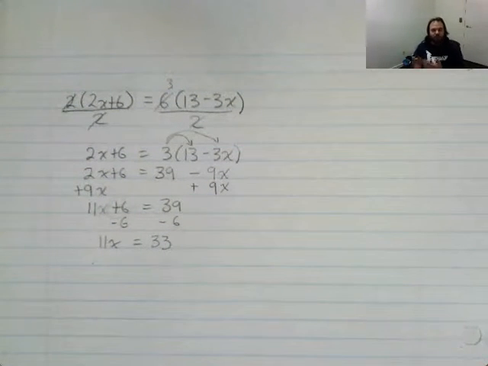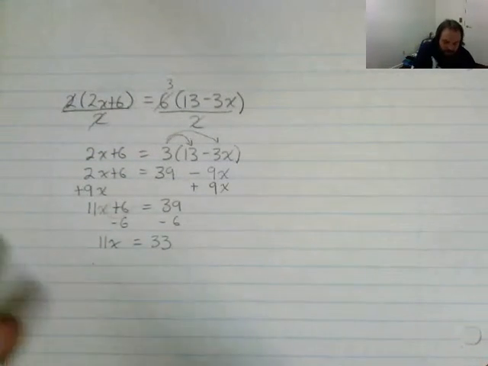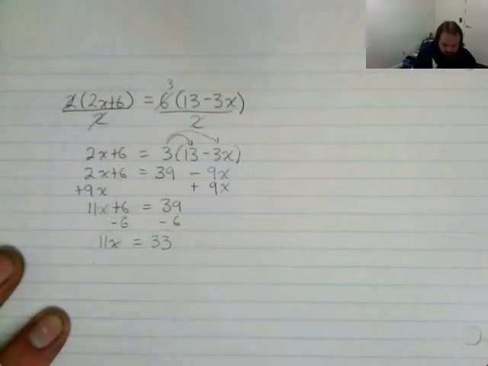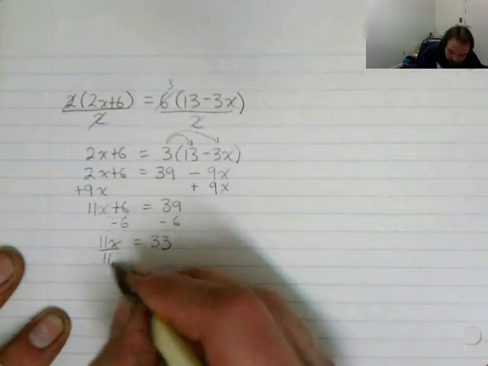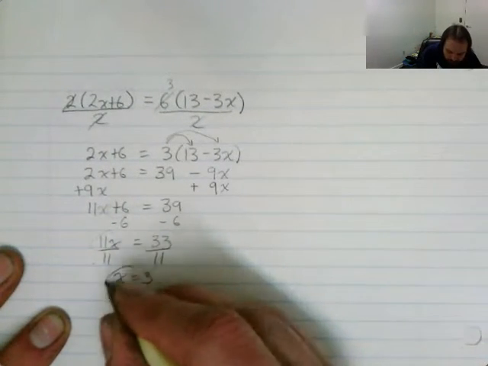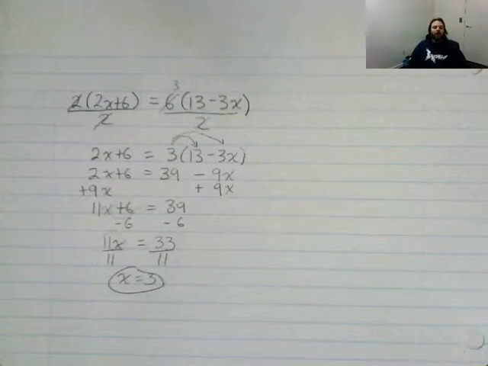Because if we think about it, if there's 39 girls without a dance partner and 6 boys show up to the dance, that means we're now only going to have 33 without a partner. Okay? Now I look at this, we have 11 of something is equal to 33. So we divide both sides by 11, and I get x is equal to 3. And that's how we get my answer.